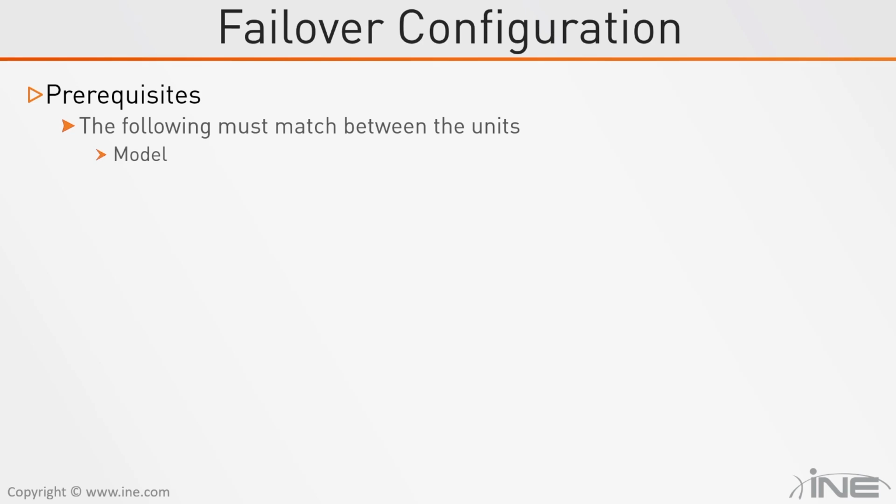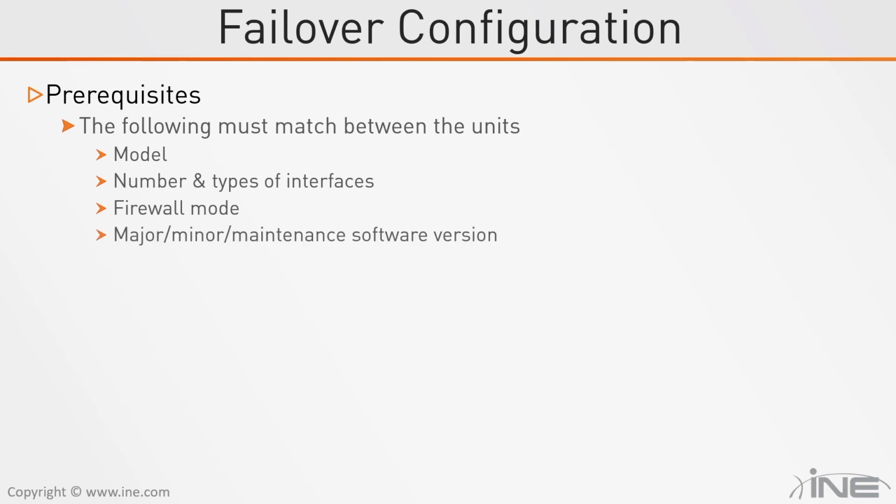Like on the ASA, the devices must be the same platform. They must support the same number of interfaces, which must be configured in the same way, like routed versus, let's say, inline. Okay, the firewall mode, routed or transparent, must be the same between the two systems. Software version must also match between the two units, the same as NTP configuration.